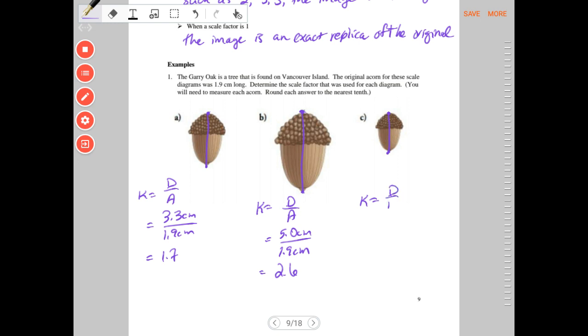Last, part C, diagram over actual. I measured this one to be 2.5 centimeters when the actual again was 1.9, so 2.5 divided by 1.9 is 1.3. So if you'll notice, C is approximately half of B. Okay, and if you look at the pictures, that works. Absolutely. All right, good. So again, no units on your scale factors, please. Maybe make a note of that.